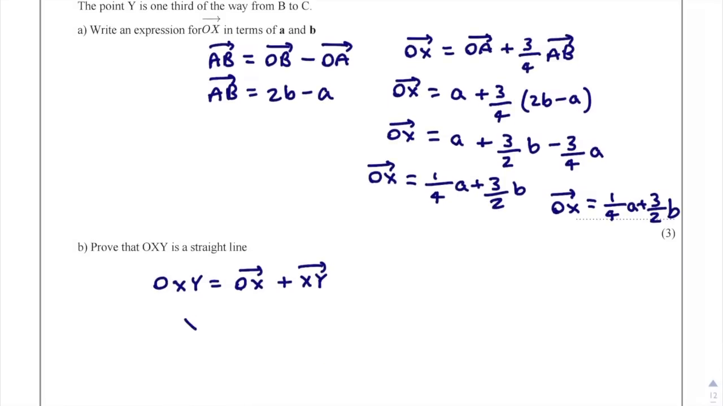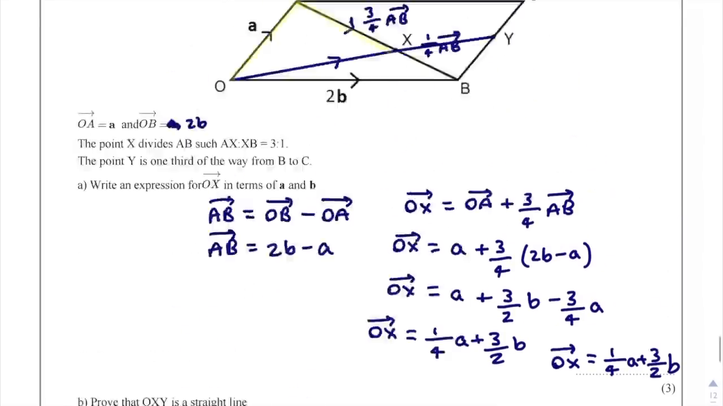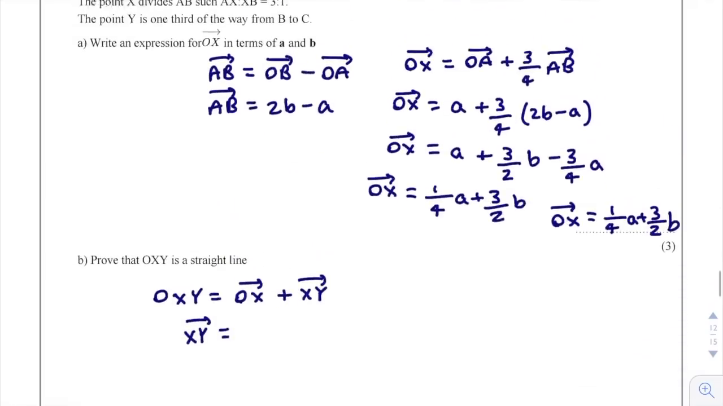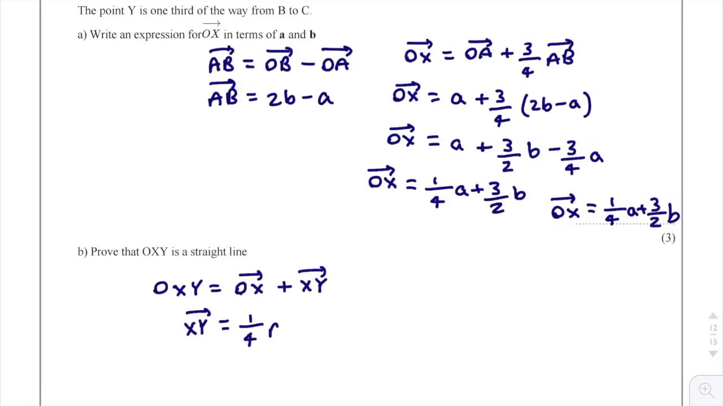So you should be able to see that the vector X to Y is 1/4 AB plus the vector B to Y. Because OABC is a parallelogram, the side OA is parallel to the side BC. So the vector BC is going to have a magnitude of A. So the magnitude of BY, if we're told that the point Y is 1/3 of the way from B to C, is going to be 1/3 of A. So we can say that XY is equal to a quarter vector A to B plus a third of A.